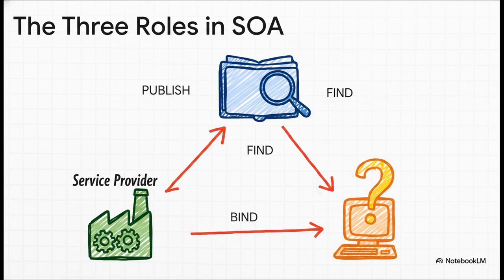In the world of SOA, you've basically got three main players. First, you have the service provider. That's the one who builds and runs the service. Then you have the service requester, which is the app that needs to use the service. And right in the middle, you have the service broker. Think of the broker as a matchmaker or a directory that helps the requester find the right provider.